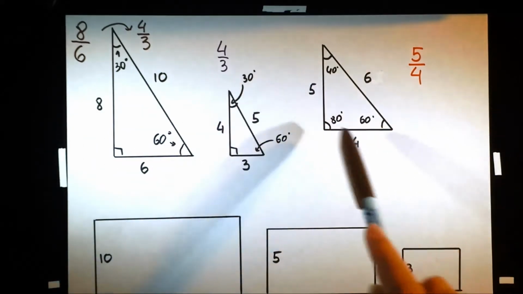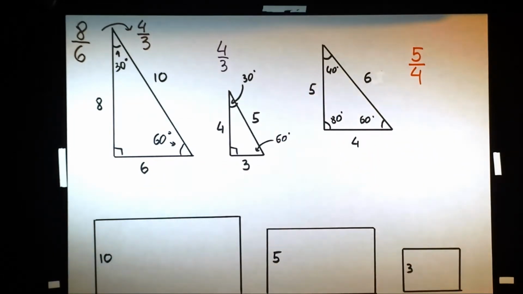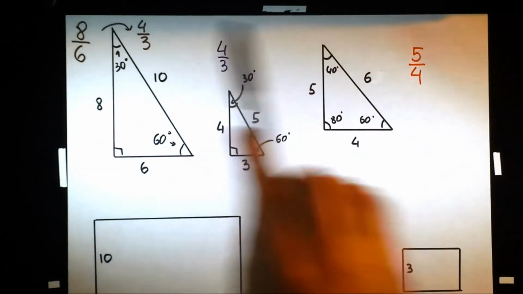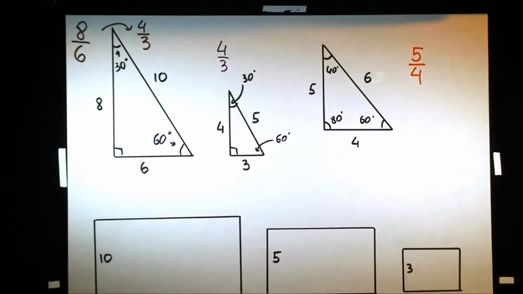Here we have 40, 60, 80. Not 30, 60, right angle. So this one is not like these two. These two are alike. They're similar. They are proportional. They're to scale. Questions?